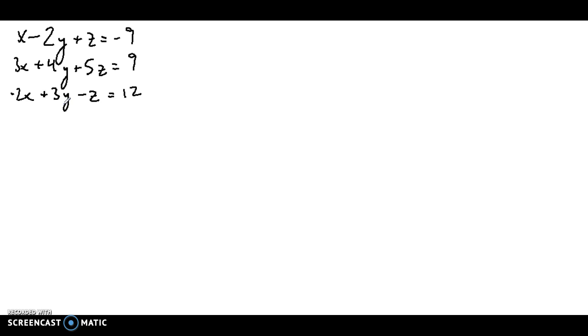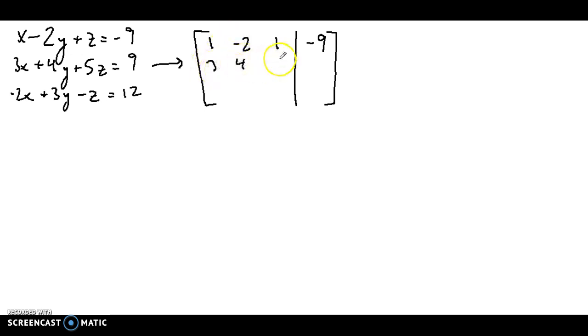So the first step, of course, is to turn this into an augmented matrix. We do that by just reading off the coefficients. So the coefficient of x is 1, the coefficient of y is -2, the coefficient of z is 1, and the constant is -9. We put a line here usually to distinguish that, and then we do that with each row.